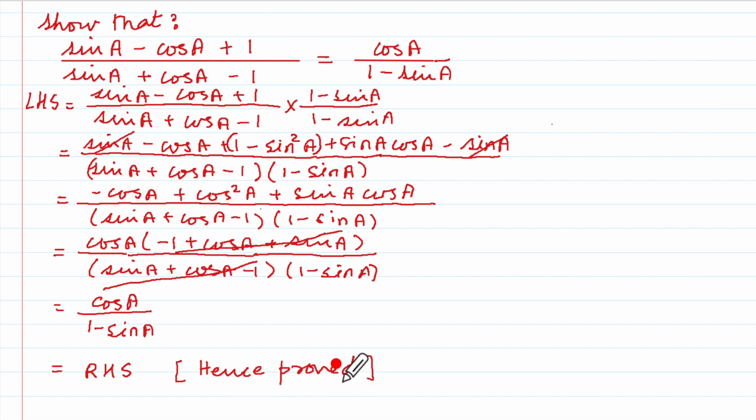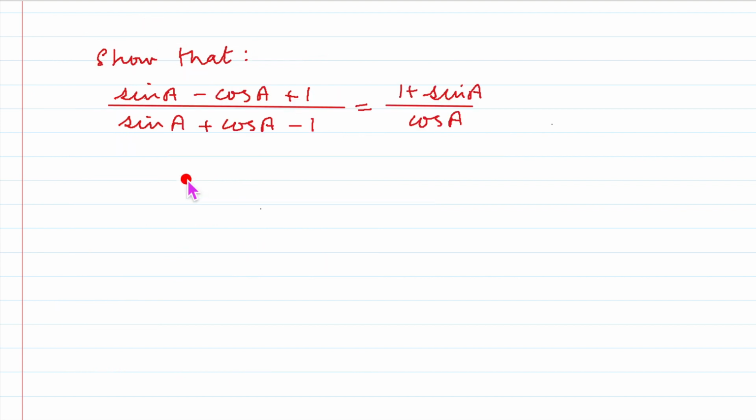Was that easy? So it's no point hating Trigo identities. All you have to know is the trick how to solve these. In the next video, we will solve something very similar to that: sin A minus cos A plus 1 upon sin A plus cos A minus 1 is equal to 1 plus sin A upon cos A.